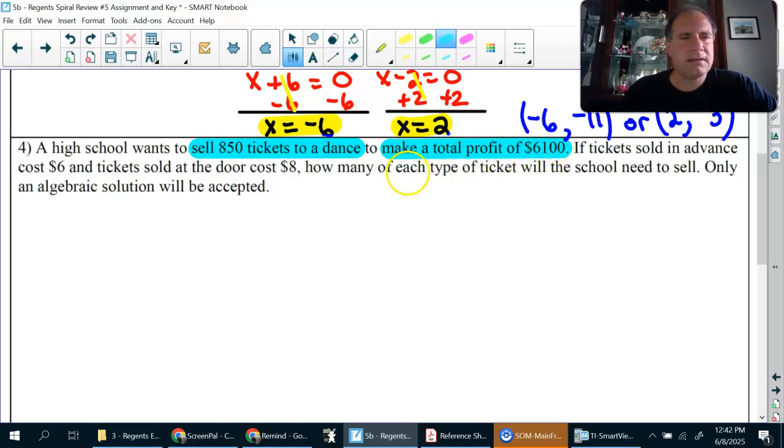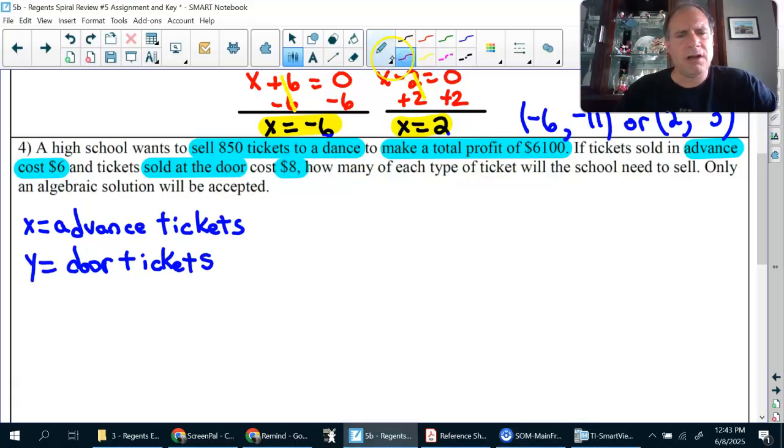There's a lot. A high school wants to sell 850 tickets at a dance, sold tickets in advance. So the tickets sold in advance are $6. Tickets sold at the door cost $8. How many of each type of ticket will the school need to sell? And only an algebraic solution will be accepted.